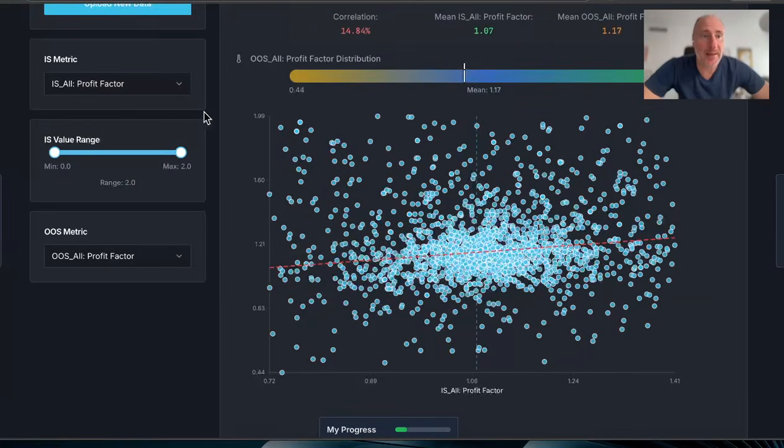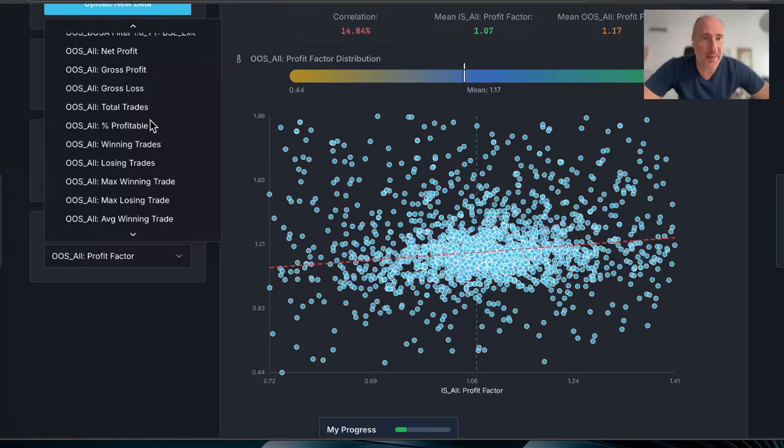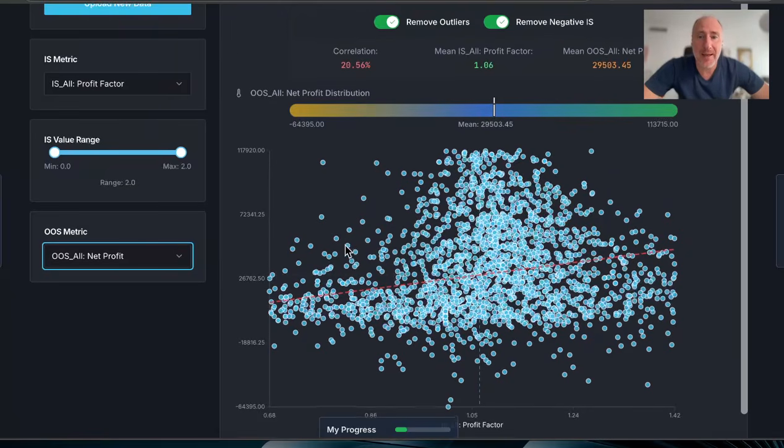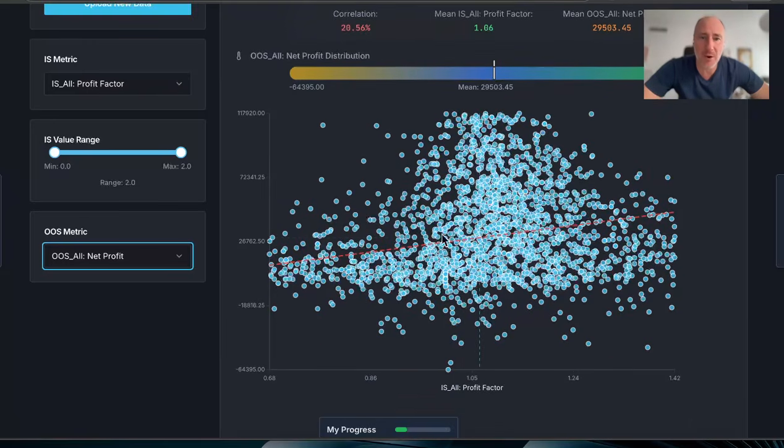big mistake. Now, what happens if we optimize for high profit factor? What would happen with out of sample net profit? That's a very important question. So net profit, it's a little bit better. Now the correlation is 20%, okay? And now we can see the slope is slightly higher.